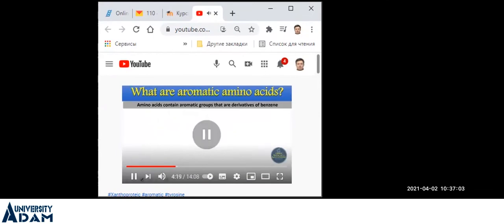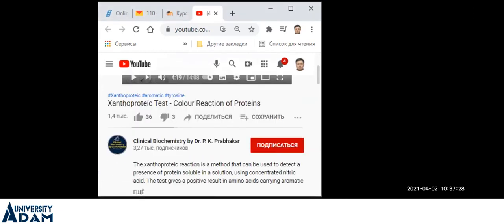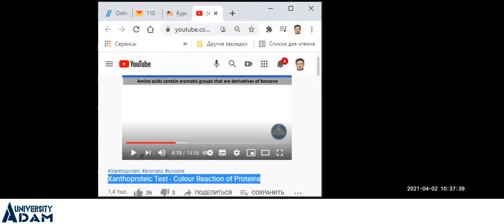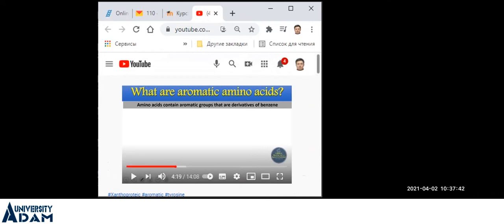So what are aromatic amino acids? It's not about protein. But if you're talking about a test for protein, we can talk about color reactions of proteins, for example. But some protein tests can also be tests for amino acids.